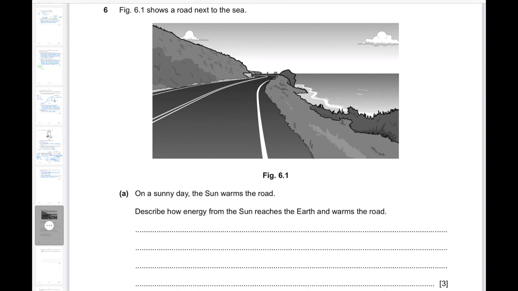Because for energy to travel from the sun to the earth, which is where the road is, it has to pass through the space, which is vacuum, and radiation will allow the energy to do that. Right, so light energy would be transferred from the sun to the earth as it travels through the vacuum in space by radiation. And then it will be absorbed by the road, which is how it will get heated up.